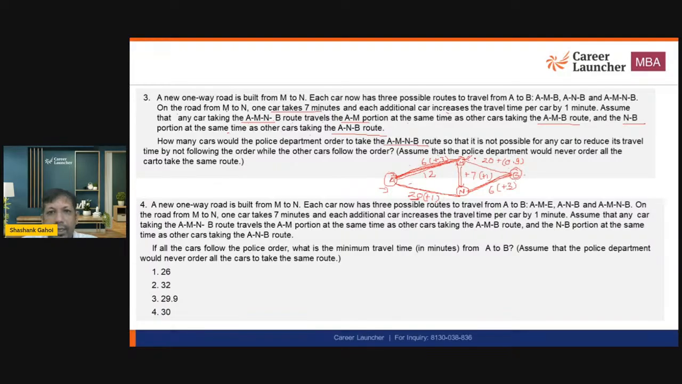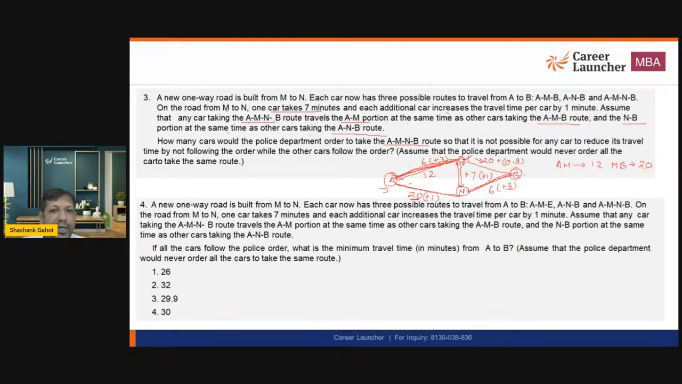Now 1 car is going from here to here. So 3 cars are going from A to M, taking 12 minutes, and 1 car is going from M to B, which takes 20 minutes. Why are we doing this? Because if I send more cars from M to B, my time is going to increase, and we are trying to minimize the time. So basically it is 20 minutes.